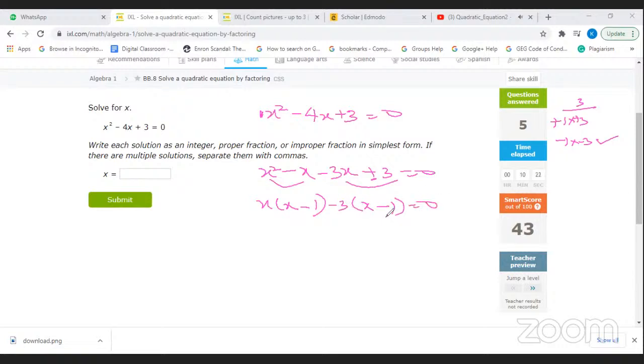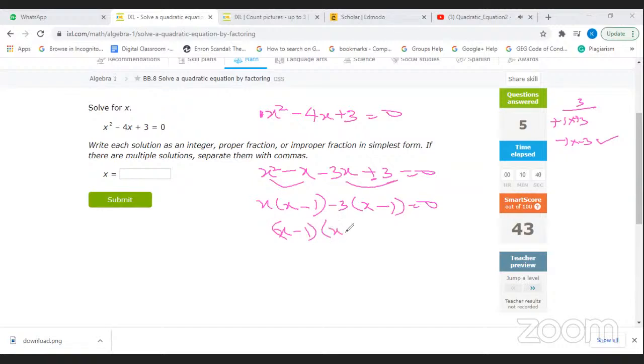You can see that when you multiply out now, you still get back minus 3 times x, minus 3x. Minus times minus, plus 3 times 1, 3. So you can see, x minus 1 is common. Bring it out.